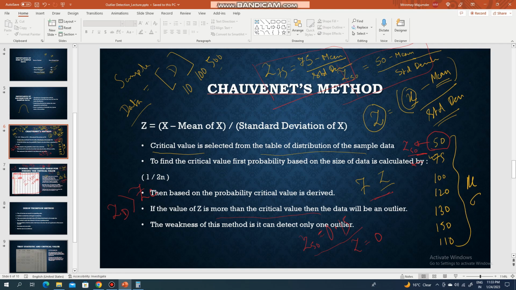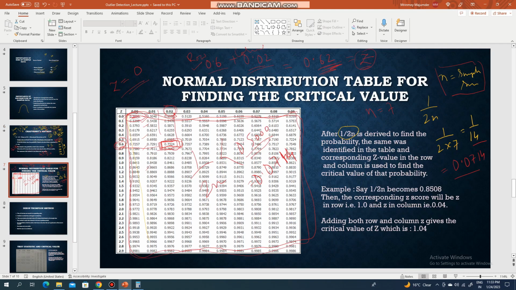So what are the steps you have to follow for the Chauvenet method? First, your sample data is collected. Then you have to find the critical value of Z from that normal distribution table that I have shown you. And for identifying the critical value of Z, you have to calculate 1 by 2n, where n is the total number of data points or sample size. And all these values are 1 by 2n values. So suppose this is your 1 by 2n for your case.